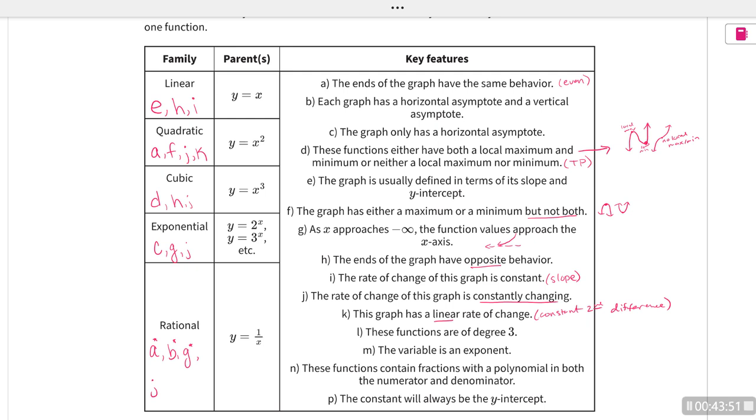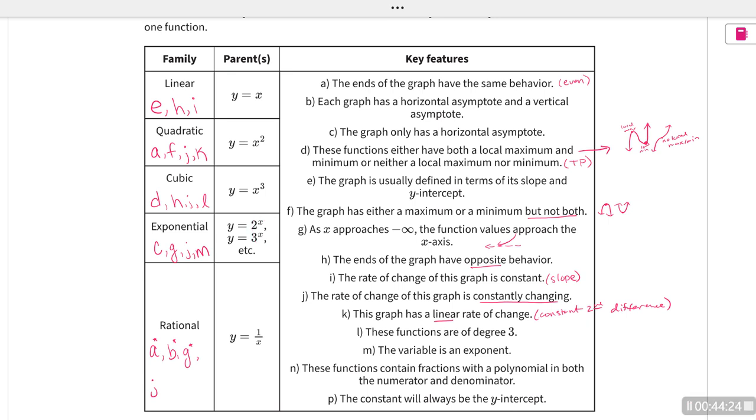Okay. L. These functions are of degree 3. Well, that's definitely describing our cubic. Cubic has a degree 3. We see it right here. Okay. The variable is an exponent, M. So that is only true for exponentials. So M, exponentials, our variable is an exponent.